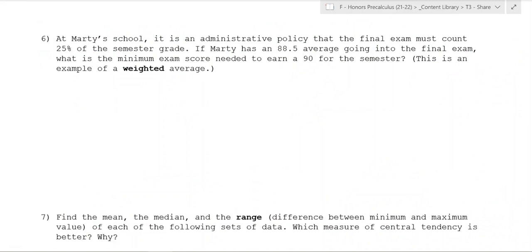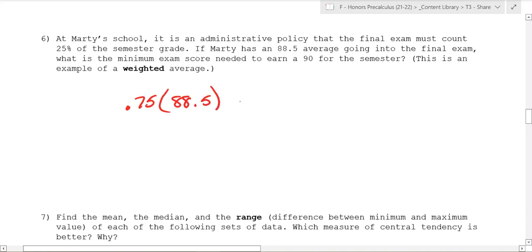So at Marty's school, it is an administrative policy that the final exam must count for 25% of the semester grade. If Marty has an 88.5 average going into the final exam, what is the minimum exam score needed to earn a 90 for the semester? So to get a 90, what would it be? Well, 0.75 of the grade is from the 88.5 points that the person has earned. And then the final exam is 25%. And we don't know what the test score is, but that added together needs to be 90 right here.